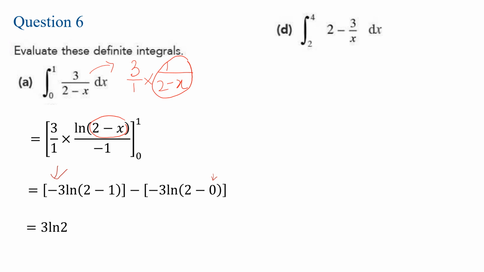Let's look at part D. So this one here, you can simplify it to be 2 minus 3 times 1 over x. So when you integrate it, you get 2x minus 3 ln x.